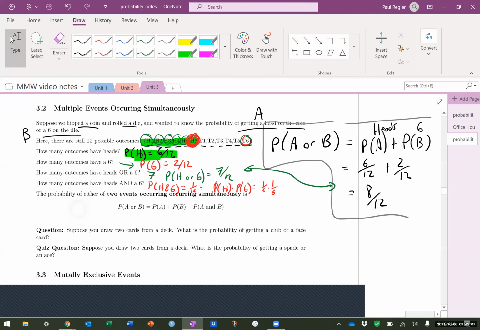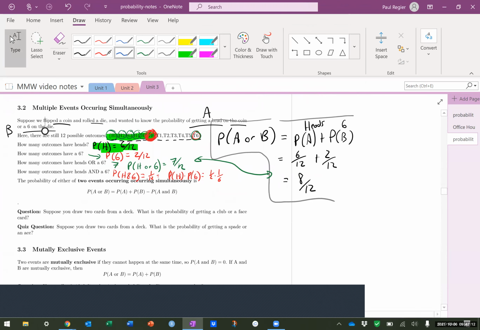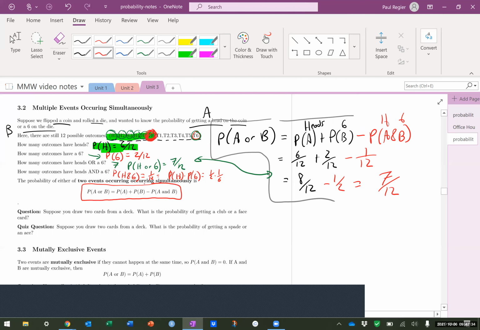So the real rule, the way we have to fix this equation over here on the right-hand side, is we have to subtract the way we've overcounted. Probability of A and B, probability of head and 6. So if we minus that 1/12, then we get the correct answer, 7/12. And so here is that rule for calculating events that occur simultaneously. Probability of A or B is you add the 2 probabilities, but you have to minus, this is like the intersection when both occur.